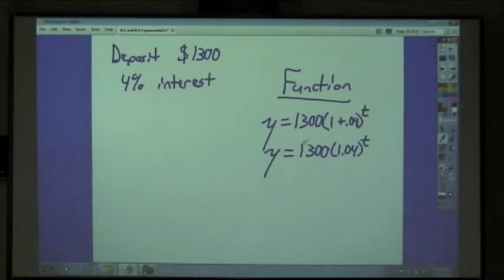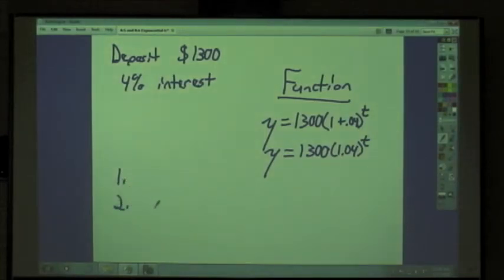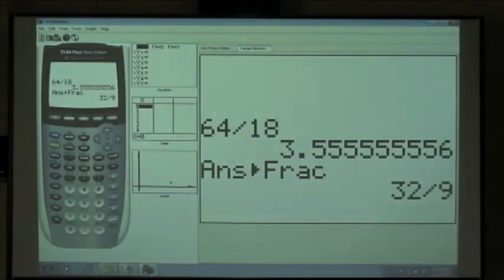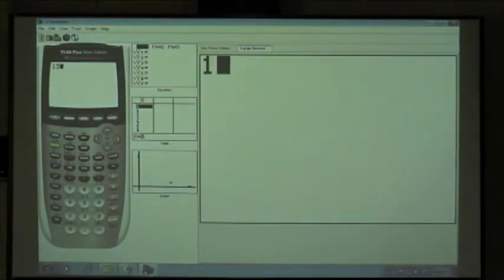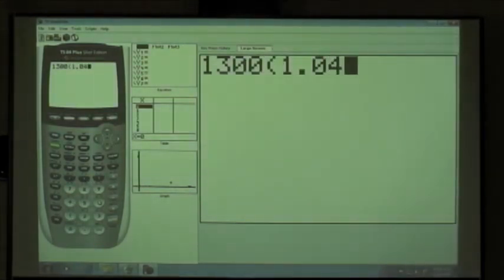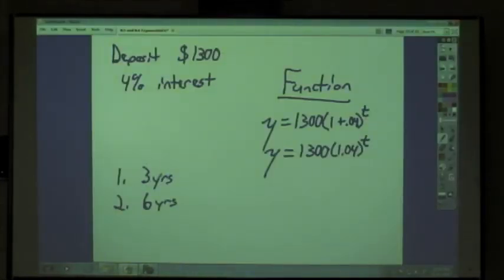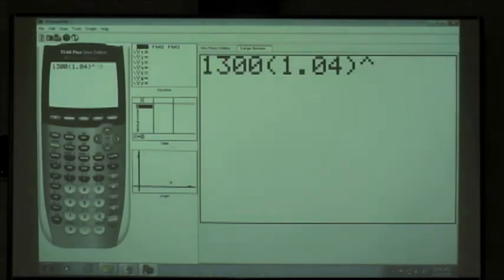So when we look at this, this would be our function, $1,300 times 1.04 to the t power. So if we wanted to find the amount after a couple of different years, in your homework you had 3 years for one of them, then you had 6 years for another, you had a couple more, but I'm just going to do these two right here. You would take this function now. You still got to know the function, but you take it and you type it into your calculator exactly like it looks. Your parentheses beside that 1,300, 1.04, and you raise it to the power, but this time you're actually going to plug in your power of 3 years.